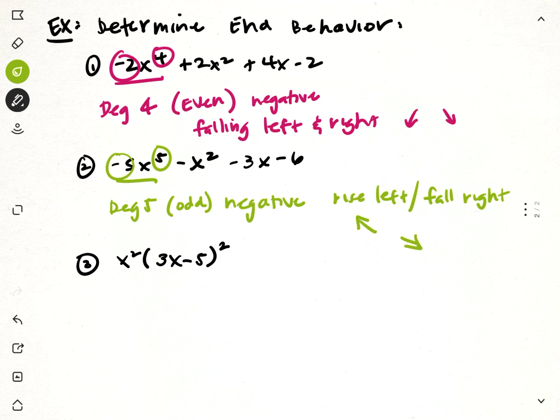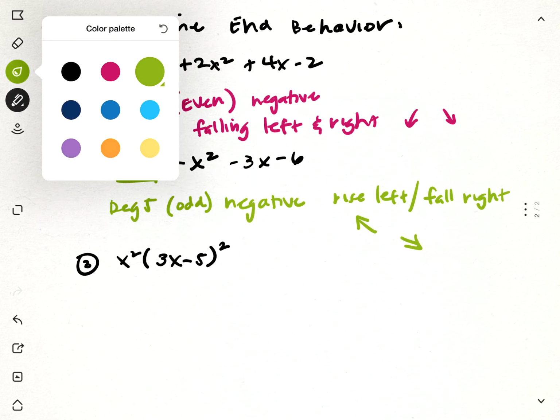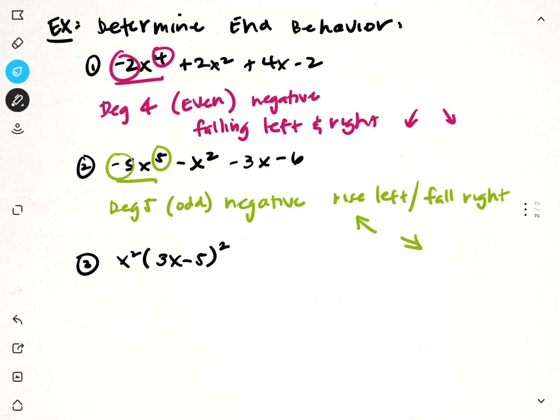Now, number 3 is a little bit different because it's in a different form, right? We have the parentheses, we have the squareds going on here. So let's talk about how we'd determine this one. One thing to do would be to multiply this whole thing out. We could square this, meaning we do 3x minus 5 times 3x minus 5, and then multiply by the x squared. But the easy way, because we're only concerned with the leading term, is to take the biggest term in there, 3x, and because we have a squared on it, we're going to square it.